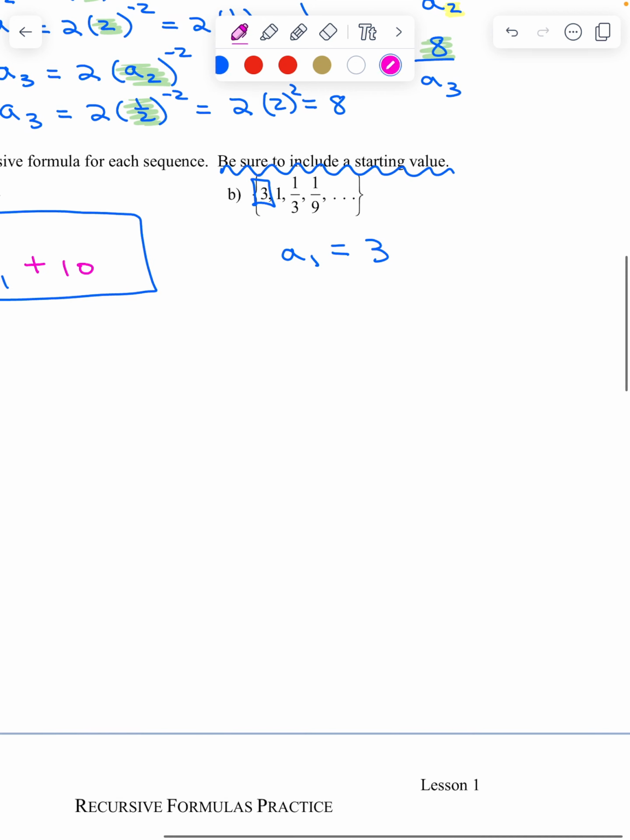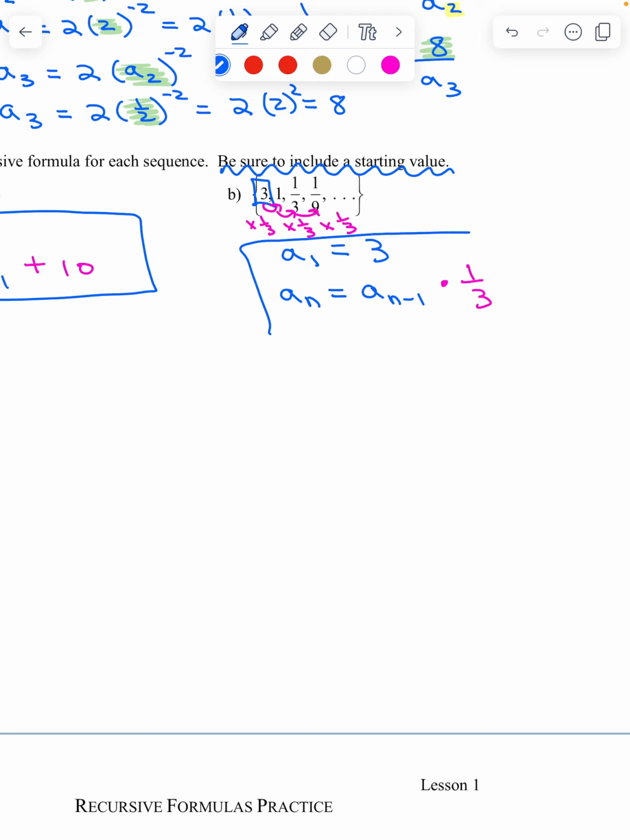If you look at part B here, hopefully you can see the pattern is multiply by a third. Right? You might be thinking divide by 3, which is also correct, but we want to think about the pattern in terms of multiplication. So now I'm going to write my formula. So to get to the next term, I'm going to take the term before it, and I'm going to multiply by a third. And this together would be my formula.